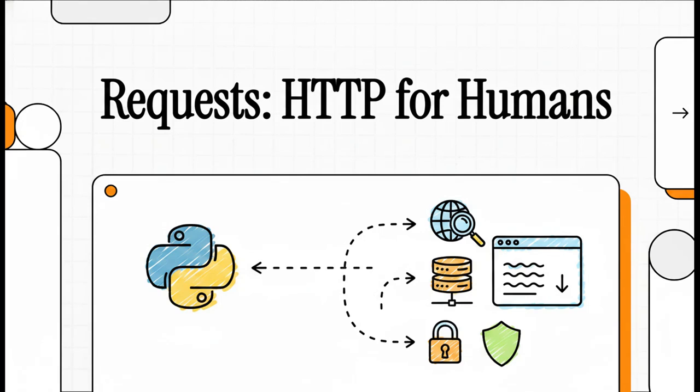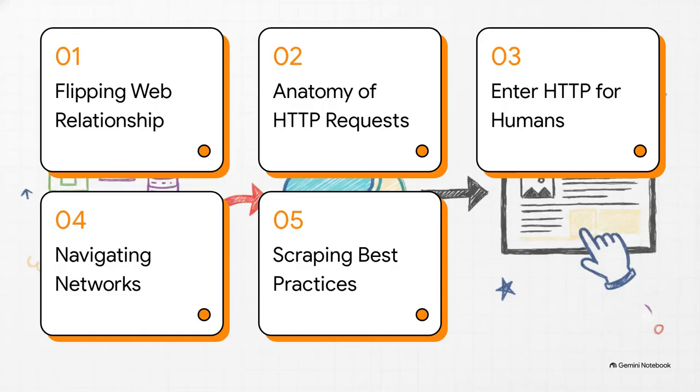Today, we're kicking off a brand new block focused entirely on web scraping and HTTP. And we're starting with the absolute foundational tool for directly communicating with the internet, the Python requests library. If you've ever wanted your Python code to seamlessly talk to the web, pull down data, and act just like a normal browser, well, this is exactly where it begins. Okay, let's dive into this.